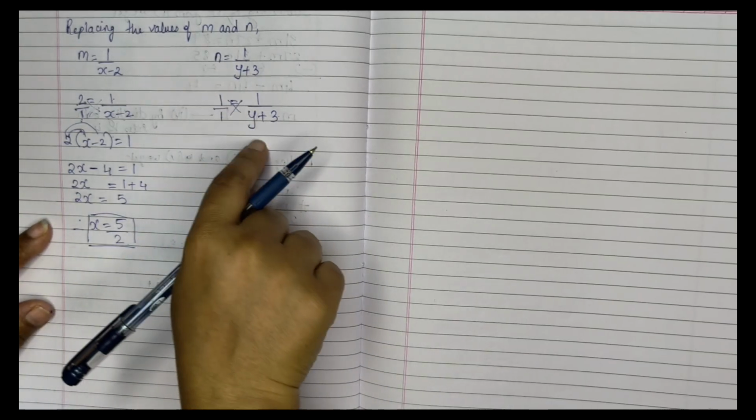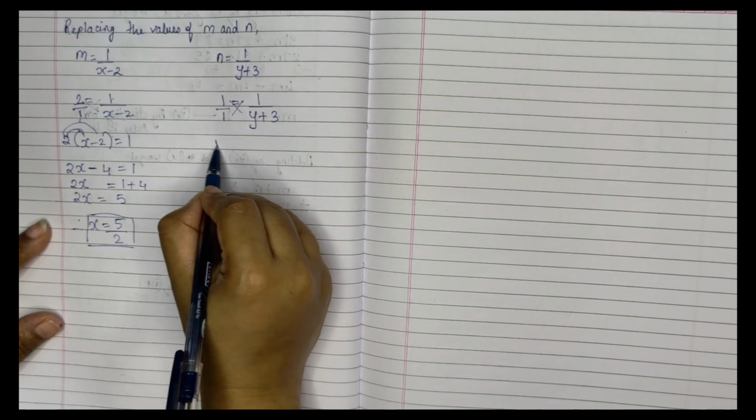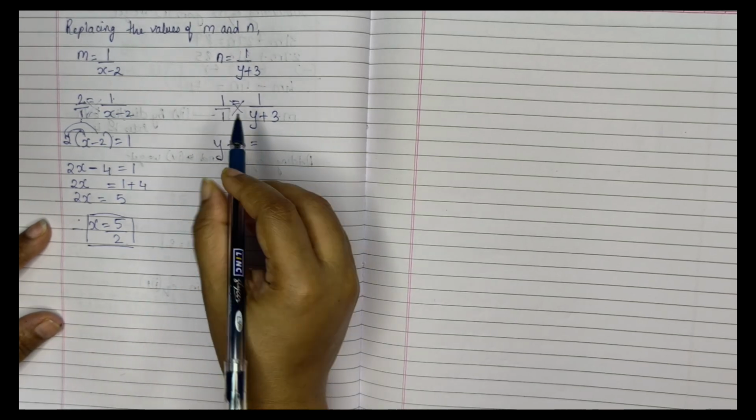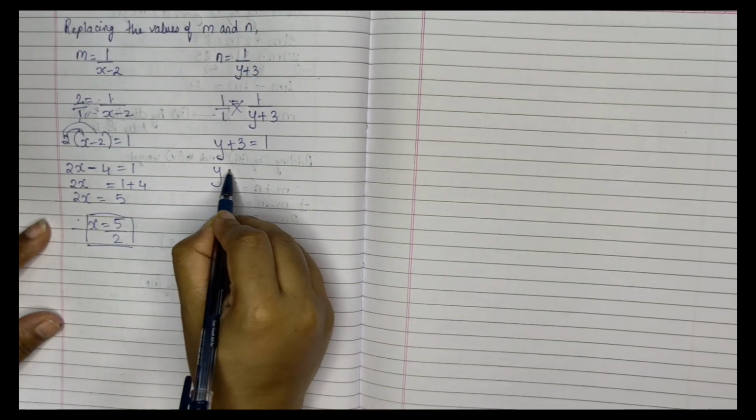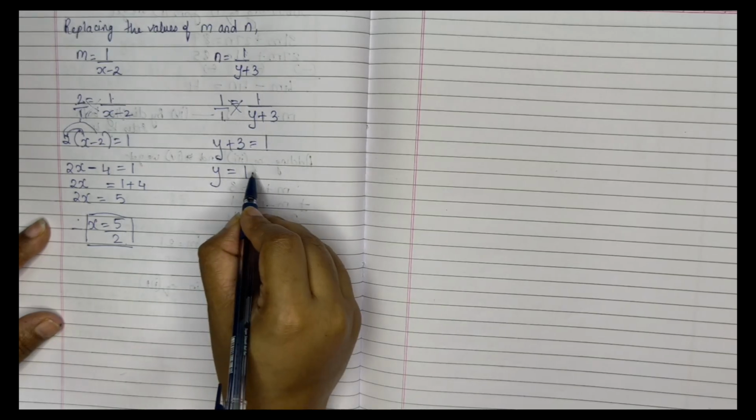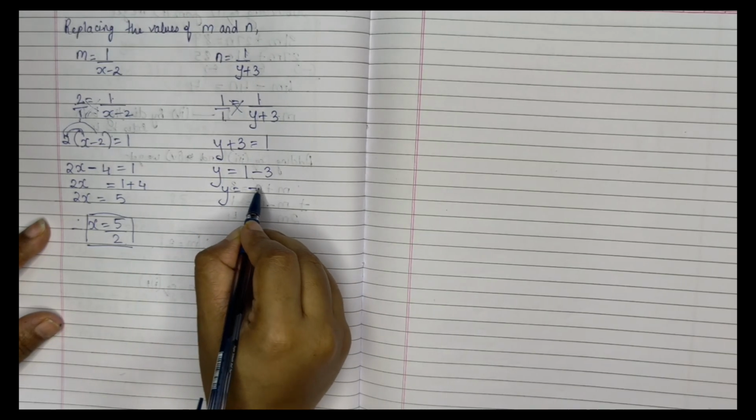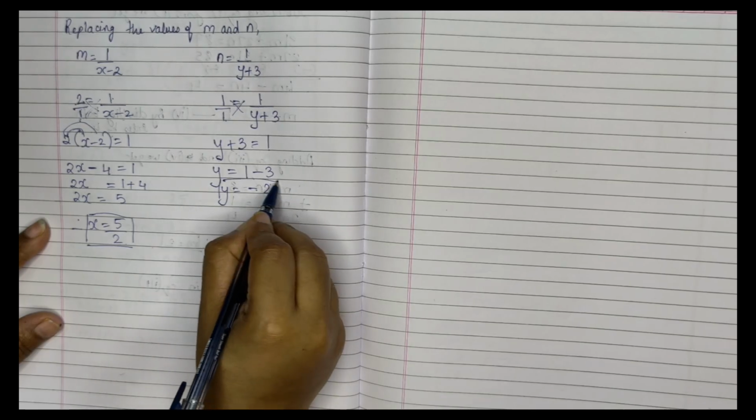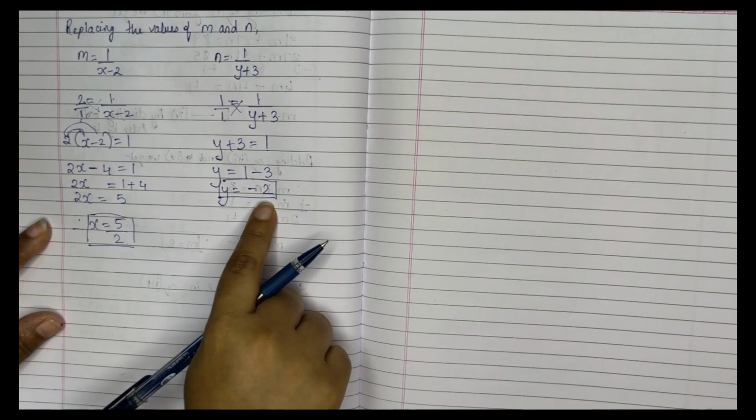Now same way we will cross multiply here. 1 has no value, so this y plus 3 will be as it is, equal to 1 ones will be 1 only. Now again keep y as it is. y is equal to 1. This plus 3, when you bring it over here, it will become minus 3. So y is equal to 1 minus 3, which is minus 2. So we got the values of x and y.